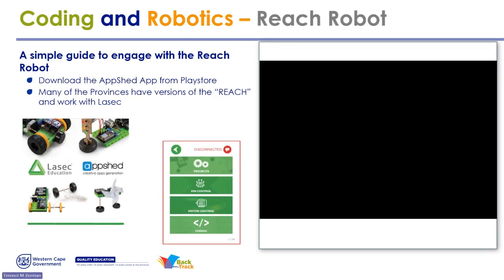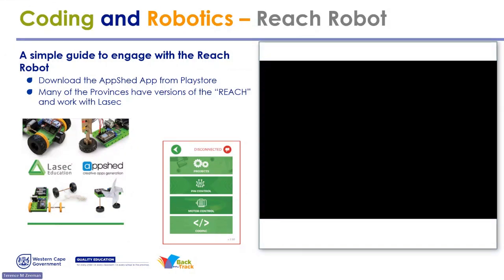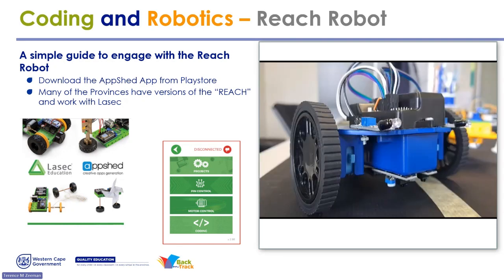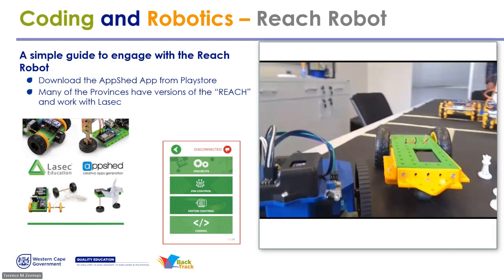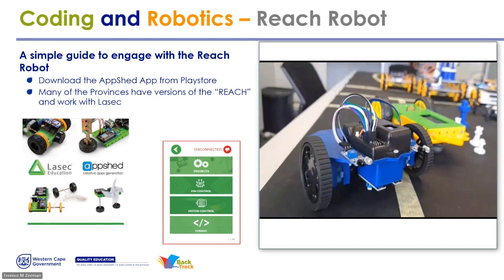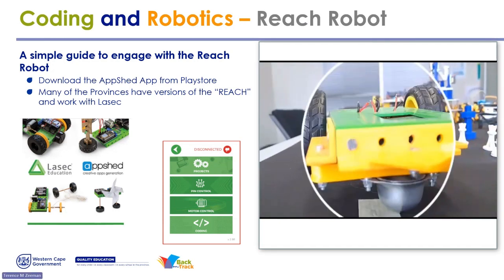The other robot that we use in the Western Cape is called the Rich Robot. Okay, I'm going to play the video for you once more, and as the video is playing, I'm going to try and explain to you what the capabilities are with regards to the Rich Robot. So there we have two robots there.